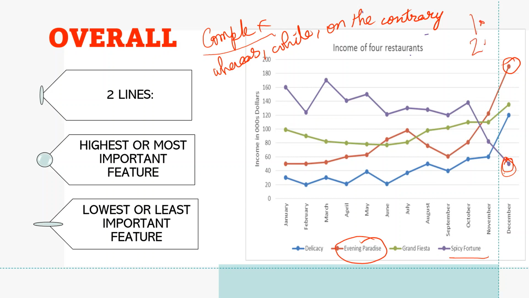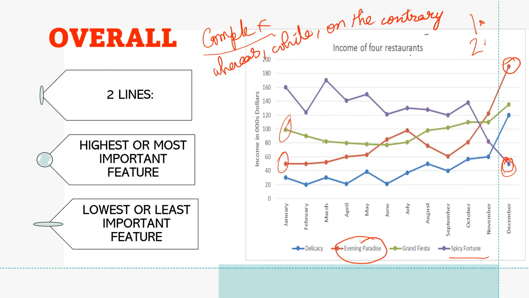So my second statement will be about something that remained constant maybe, or which was fluctuating, because in a line diagram you will always have some line that fluctuates throughout, or remains constant, or sees only a slight difference. So here this green and red one have seen only a slight difference. Among the two, the green one is mostly the constant one. So I would say, on the other hand, Grand Fiesta kept constant for a long time and saw a slight fluctuation throughout the time.